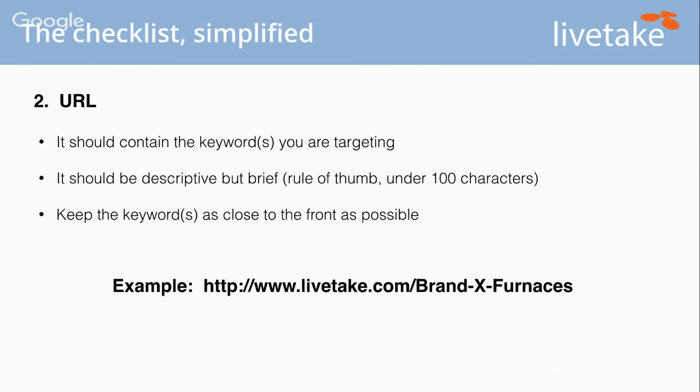So example, if I took my website as an example, I'll use LiveTake, and I wanted to optimize for the keyword phrase brand X furnaces, right? So that could be Carrier furnaces, Goodman furnaces, Ruud furnaces, whatever. So I'm going to call it brand X furnaces. That's what I'm trying to optimize for.